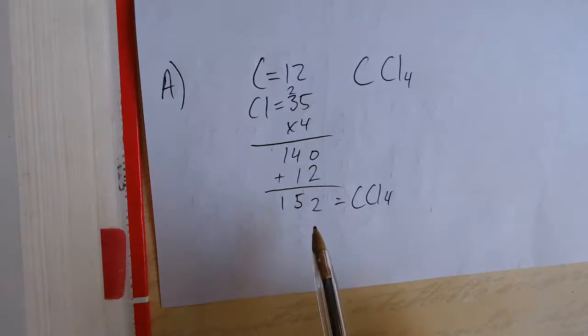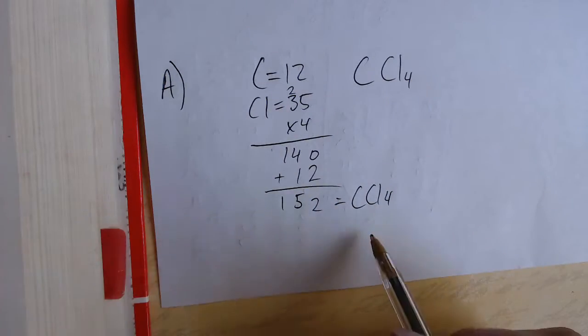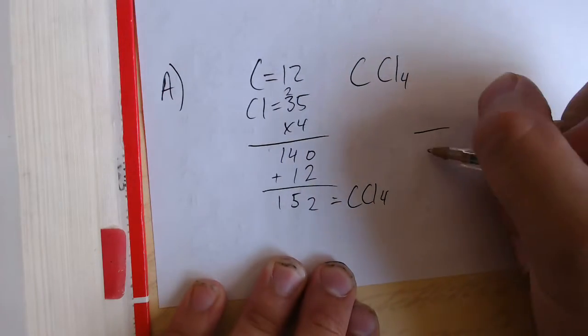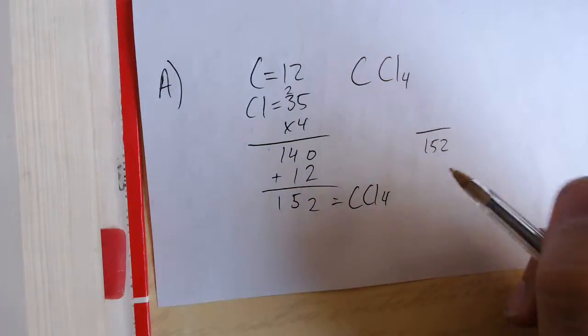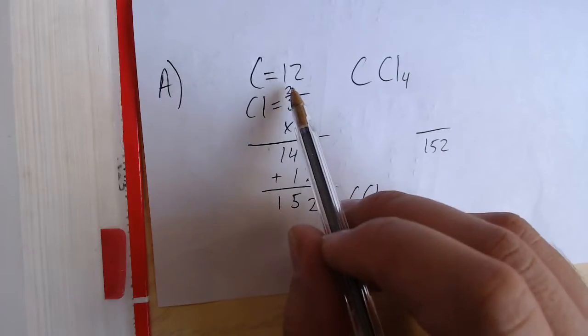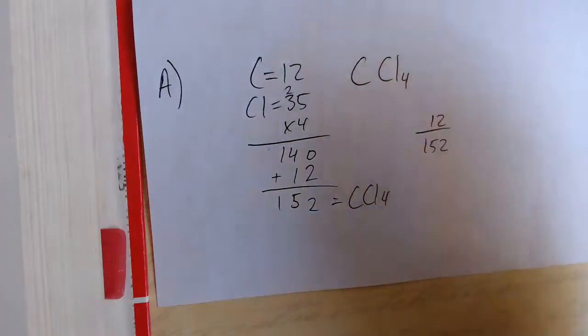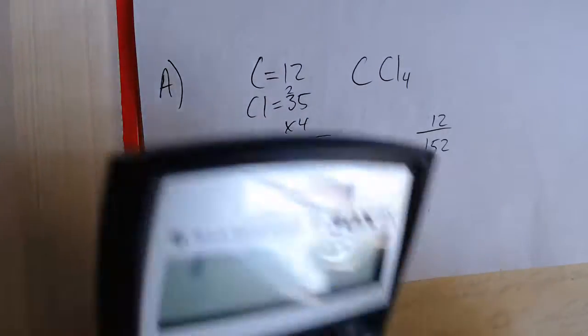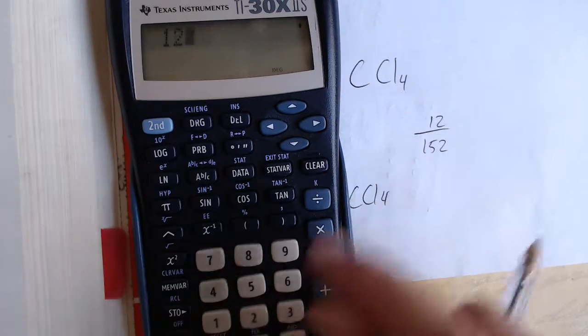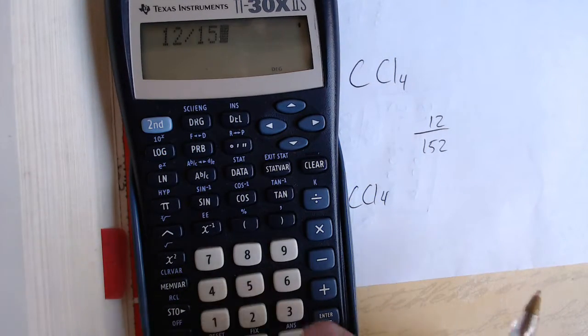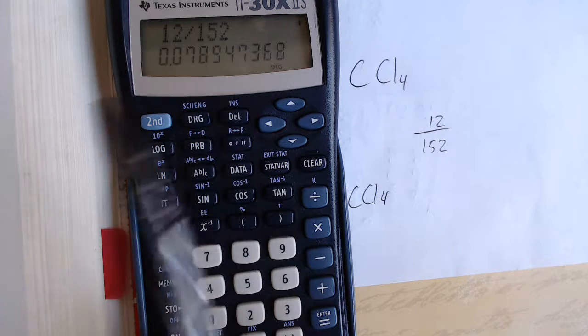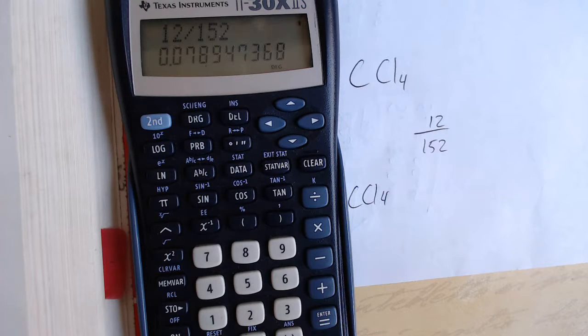Now we have to find the percentage that is carbon in that molecule. So we're going to take 152, and above that we're going to put the total weight of the carbon, which in this case is simply 12. And this is where we use our calculator. So we're going to take this fraction and punch it into our calculator. 12 divided by 152. That gives us a decimal answer of the percentage.